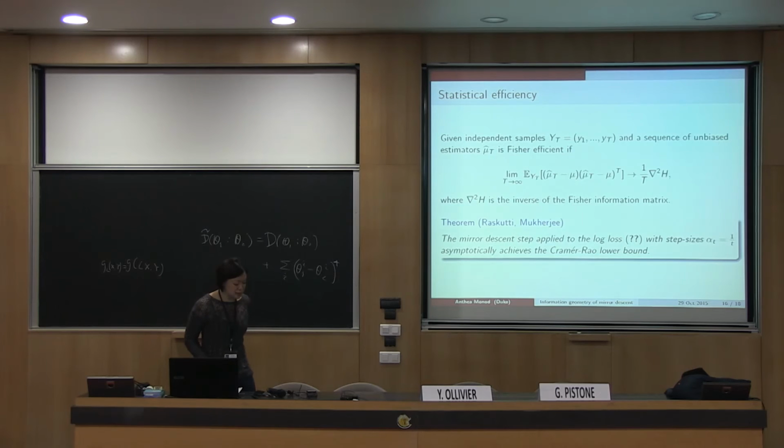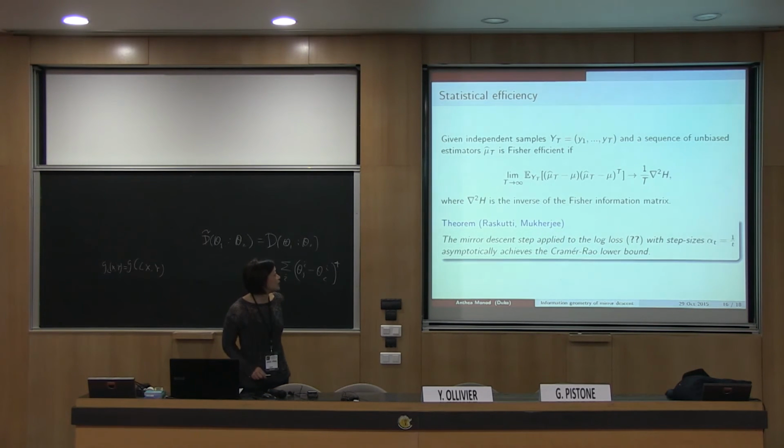This particular result allows us to achieve statistical efficiency, which is defined in terms of achieving the Cramér-Rao lower bound. With this result, the mirror descent step applied to the log loss with step sizes alpha equal to 1 over t asymptotically achieves the Cramér-Rao lower bound.